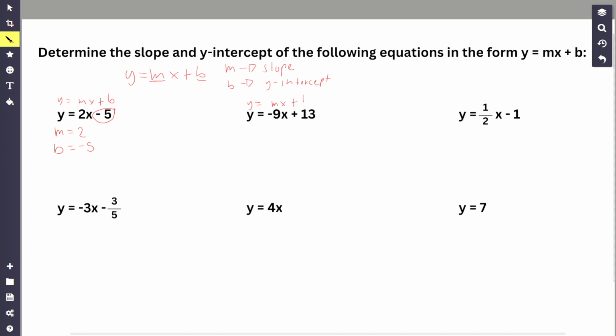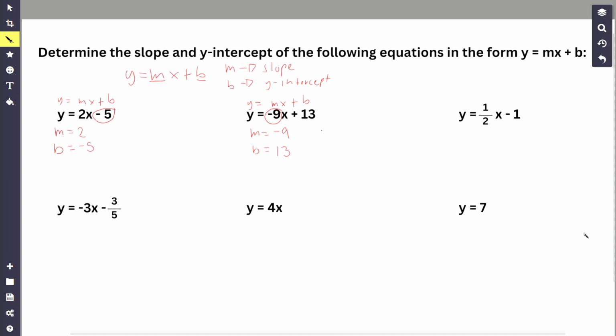Continuing with the other one, again, y = mx + b. On this given, when you say m, it's the number before the x, right? So we have here m = negative 9. And then, continuing, our b is what? 13. As simple as that. Again, this b here is the y-intercept.